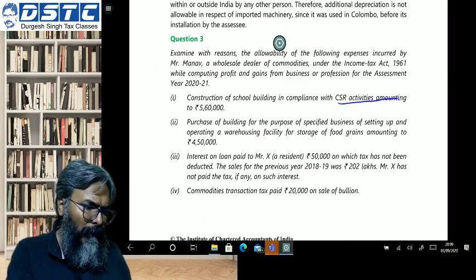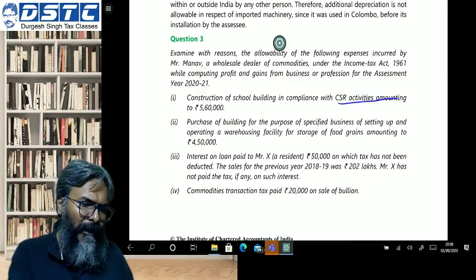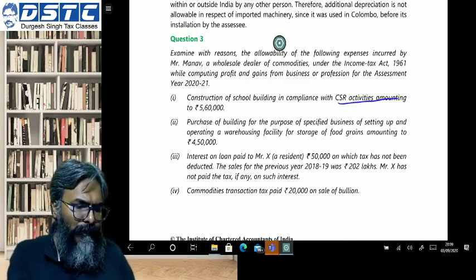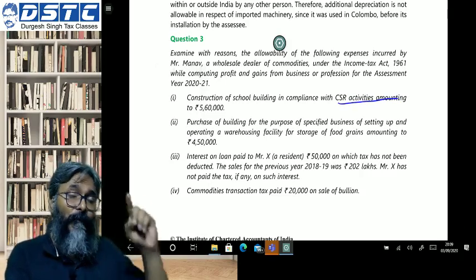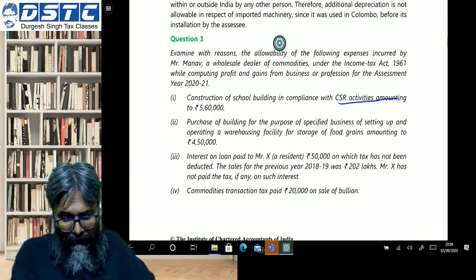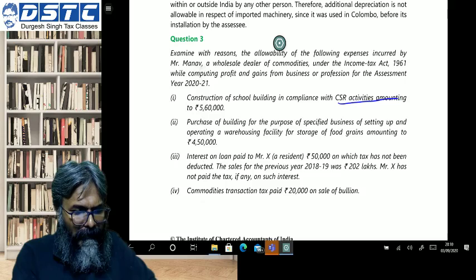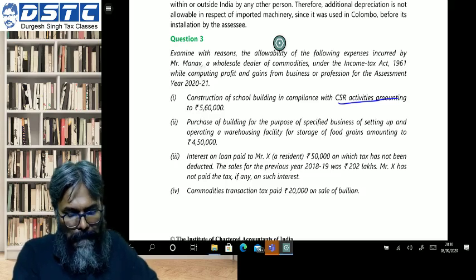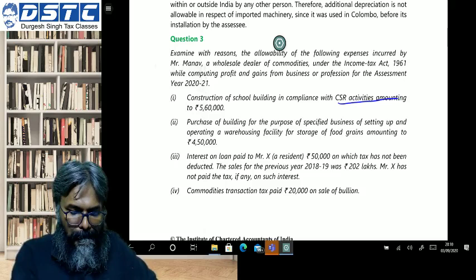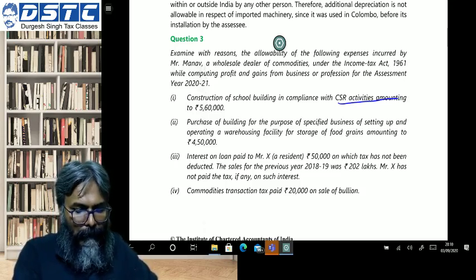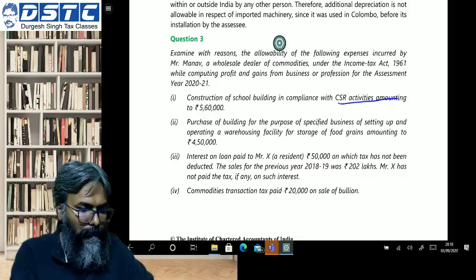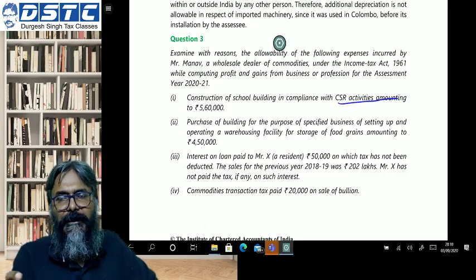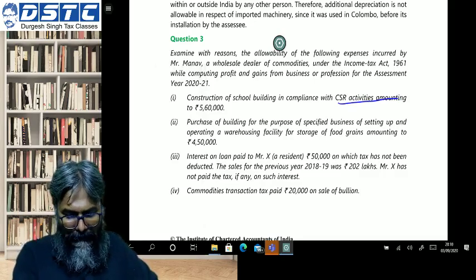Coming to point number 2, purchase of building for the purpose of specified business, of setting up and operating a warehousing facility for storage of food grains amounting to rupees 4.5 lakhs. So students, this 4.5 lakhs, 35AD, remember the 35AD? In point number 2, so will it be covered in section 35AD? And the answer is yes.